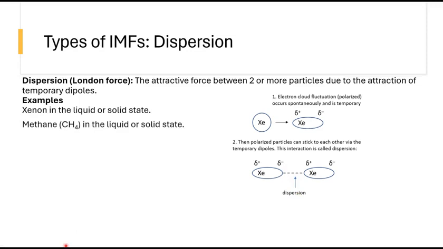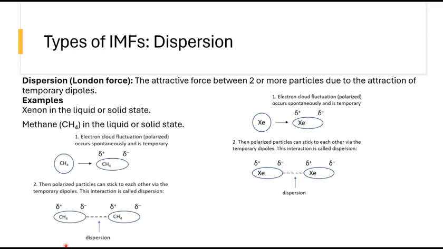This can also happen to molecules such as methane. Methane is a gas at room temperature, but it can be liquefied or even solidified. In order to do so, the same type of process occurs. The electron cloud has to be fluctuating. In other words, it's shifting shape and therefore causing a partial positive and a partial negative dipole to form, and it's very temporary. But this temporary dipole can cause temporary dipoles to form on adjacent particles, and then particles can stick to each other via dispersion. Remember that all matter interacts this way.